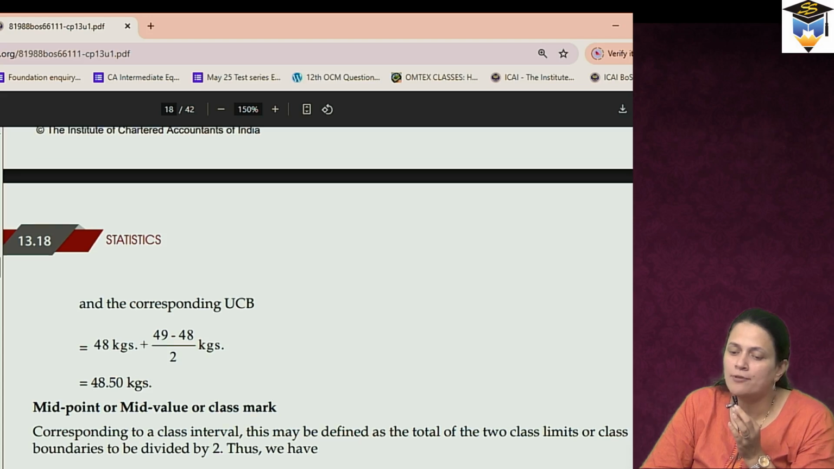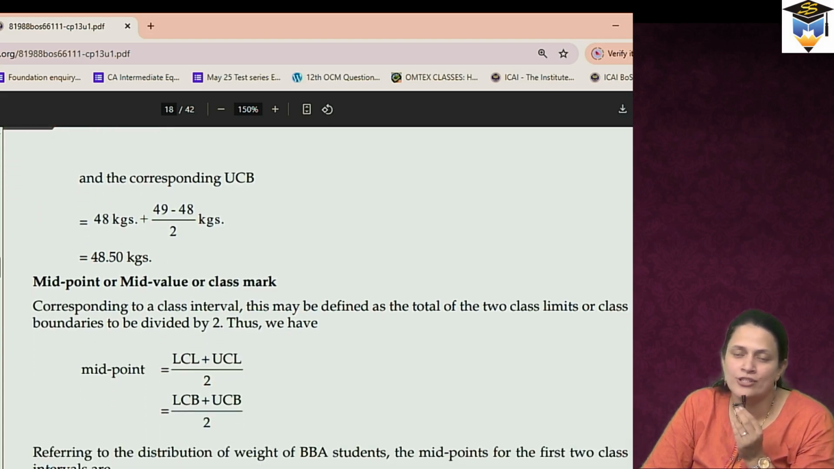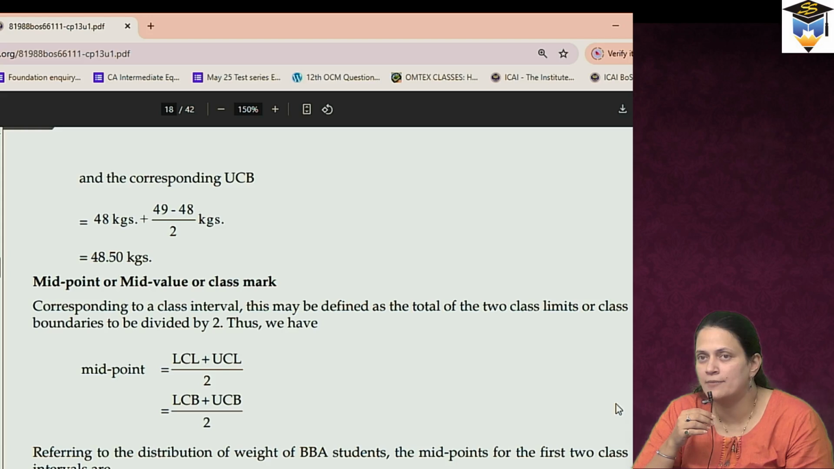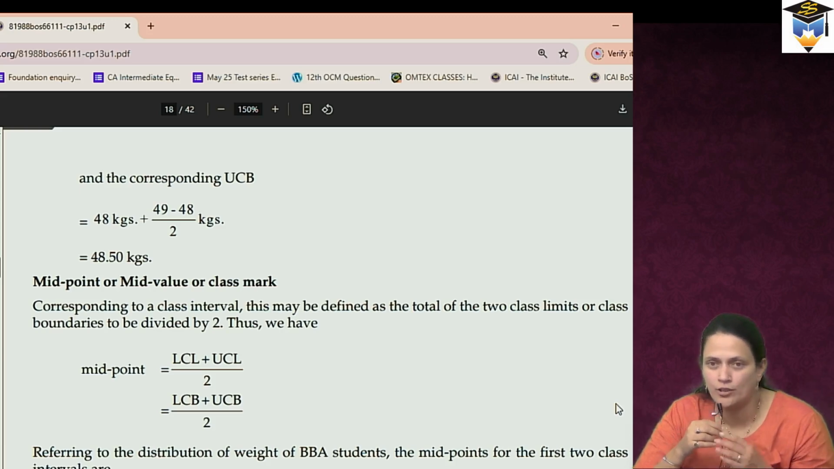Now there is a concept called midpoint or mid value, which is calculated as follows. Write this down: midpoint is equal to LCL plus UCL upon 2, lower class limit plus upper class limit upon 2, and the next is lower class boundary plus upper class boundary upon 2.